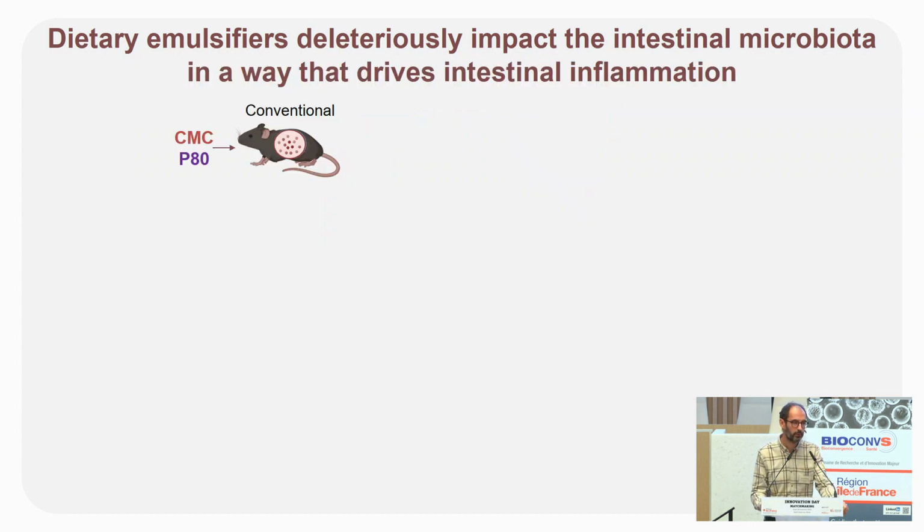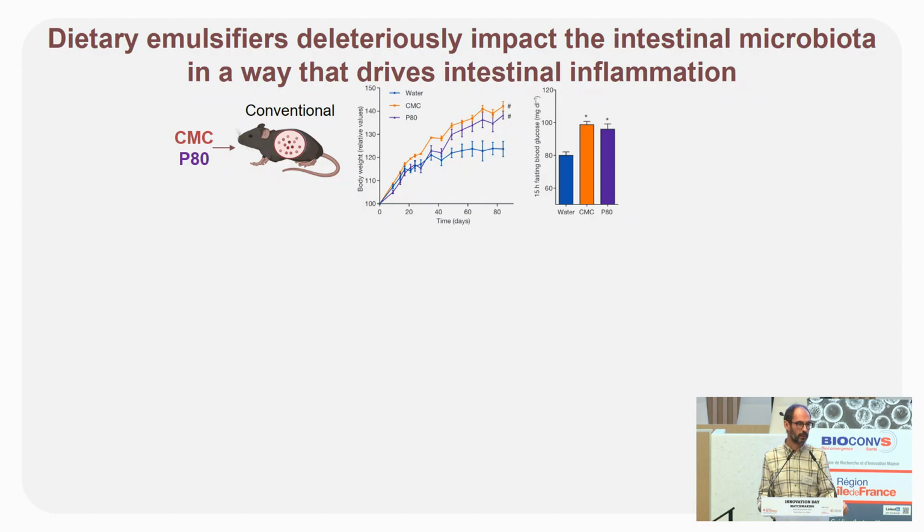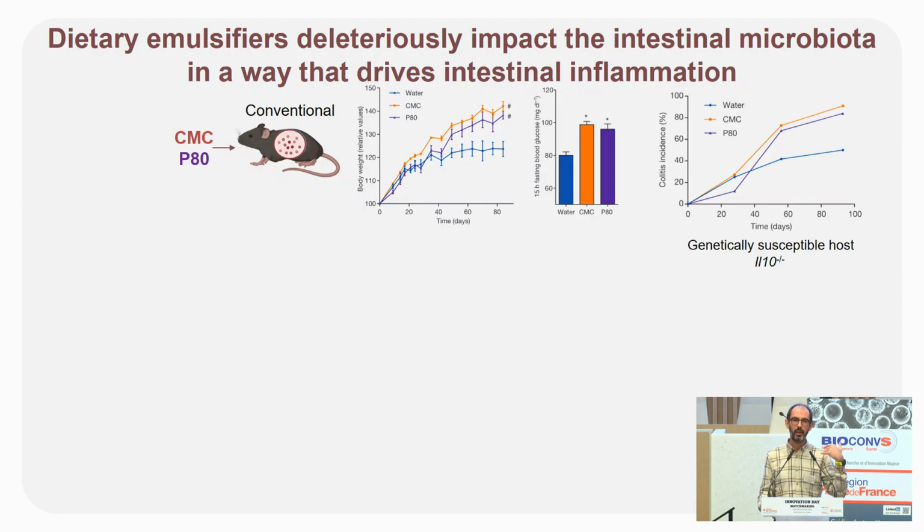Very briefly regarding the mechanism, you take mice and give them dietary emulsifiers. This is sufficient to alter the microbiota in a way that will drive many types of diseases. This is going to drive metabolic deregulation with increased fat deposition and increased adiposity, as well as type 2 diabetes in mouse models. And on the right graph, those are mice genetically susceptible to develop colitis.